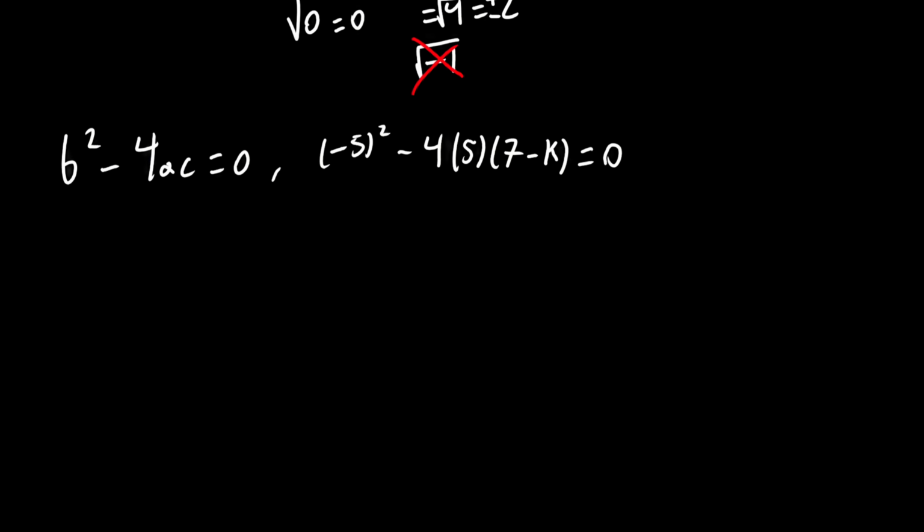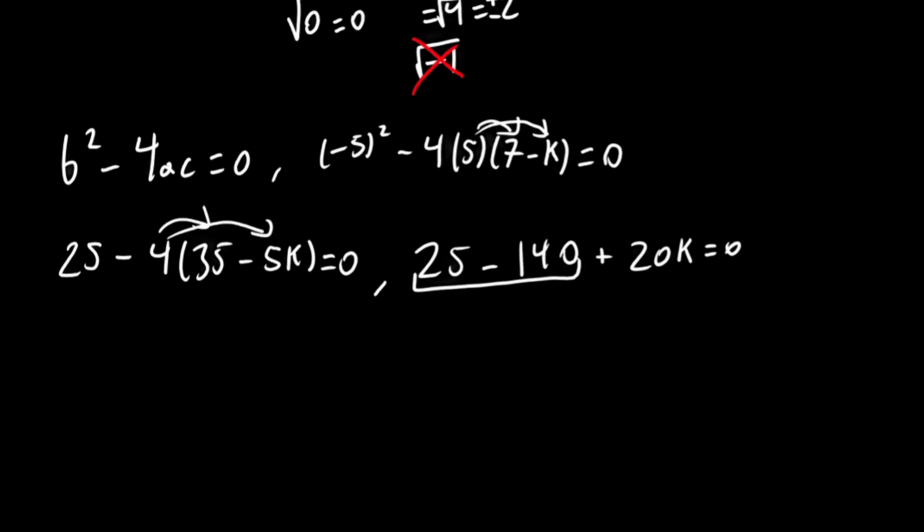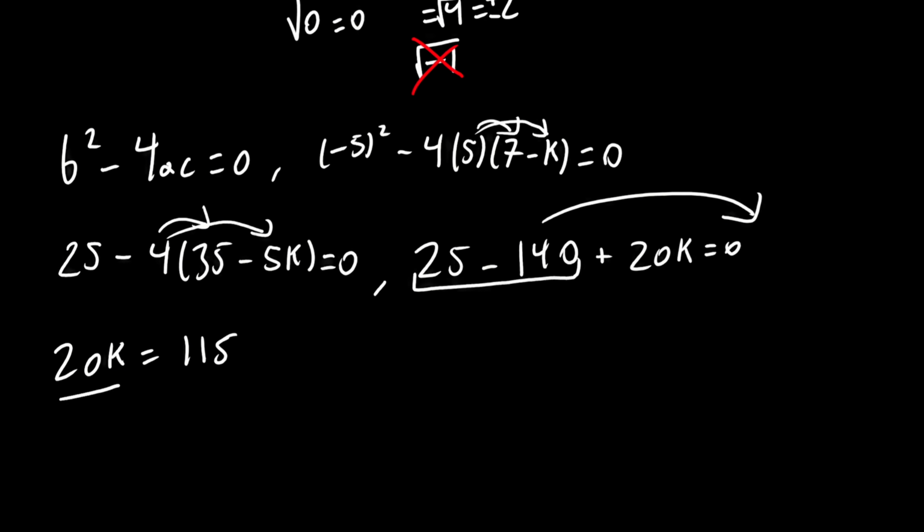Let's simplify. Negative 5 squared will equal 25, and we can distribute this 5 into this 7 minus k bracket to make it 25 minus 4 times 35 minus 5k. Next we can distribute this negative 4 into this bracket, giving us 25 minus 140 plus 20k. 25 minus 140 is negative 115, but when we bring it onto the other side of the equal sign, it equals positive 115. And now to isolate for k, we can divide both sides by 20, making k equal to 115 over 20, or if we reduce it, k equals 23 over 4.